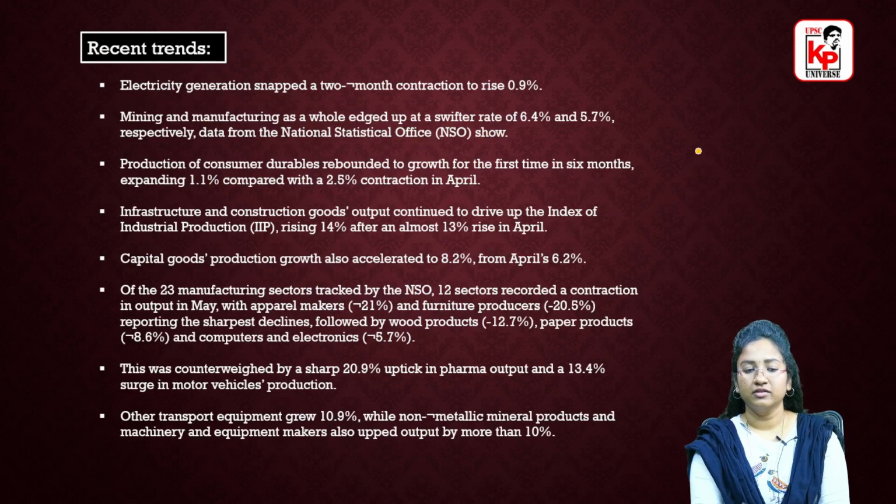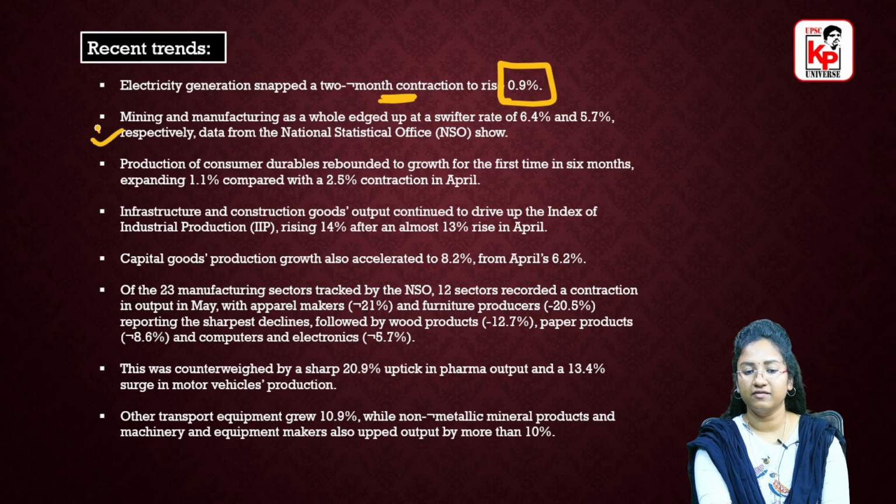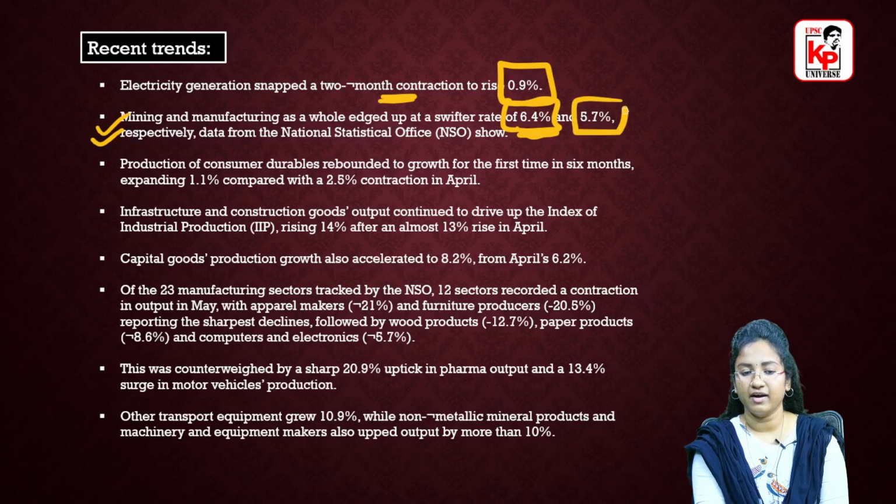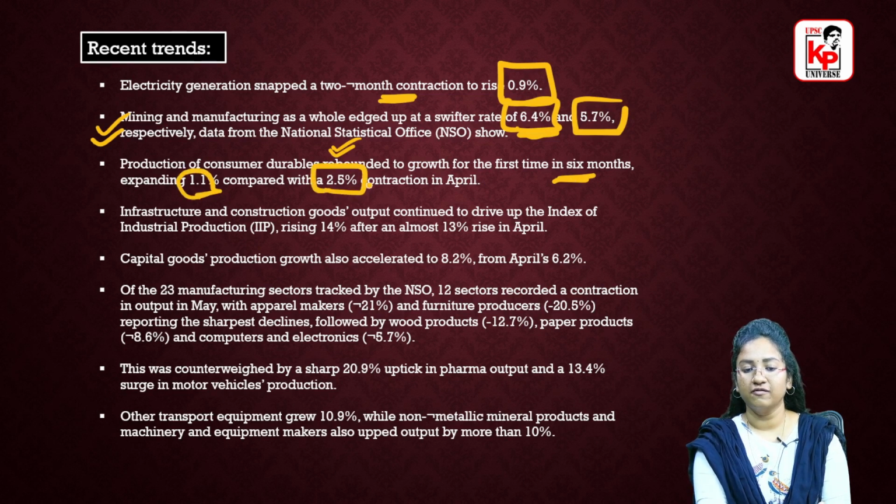Right. So coming to the recent trends, if you look at today's article, these are the recent trends that we have. Electricity generation has snapped a 2-month contraction to rise 0.9%. Mining and infrastructure sectors have rates of 6.4 and 5.7%. And the production of consumer durables has rebounded to growth. So it has again come back to growth for the first time in 6 months, expanding 1.1% compared to a 2.5% contraction in April. Here we have the comparison of data with April.